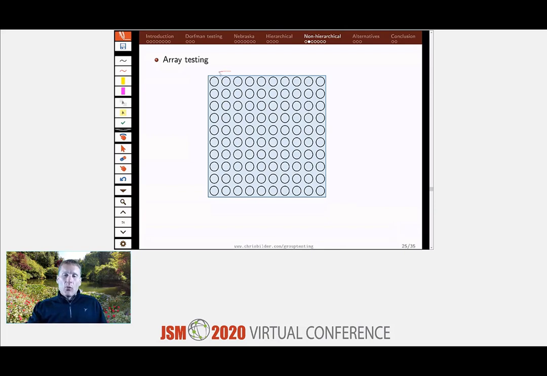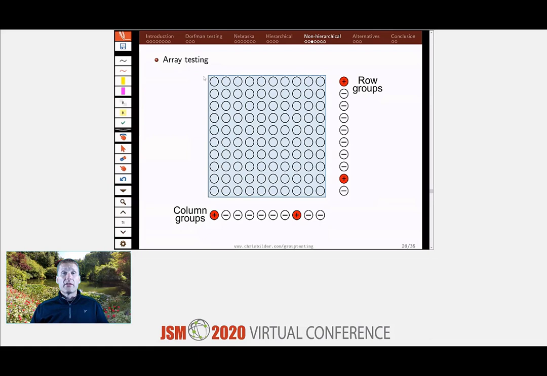The way that array testing works is that we form groups by row. We form groups by column throughout the entire array and do row tests and column tests. So in this particular case, let's say two rows were positive and two columns were positive. If you match up the positive rows and columns, that tells you where to actually do retesting. So those four different specimens, everyone else can be declared negative. In this case, we have a 10 by 10 array. Only four retests would be needed in a second stage of testing.